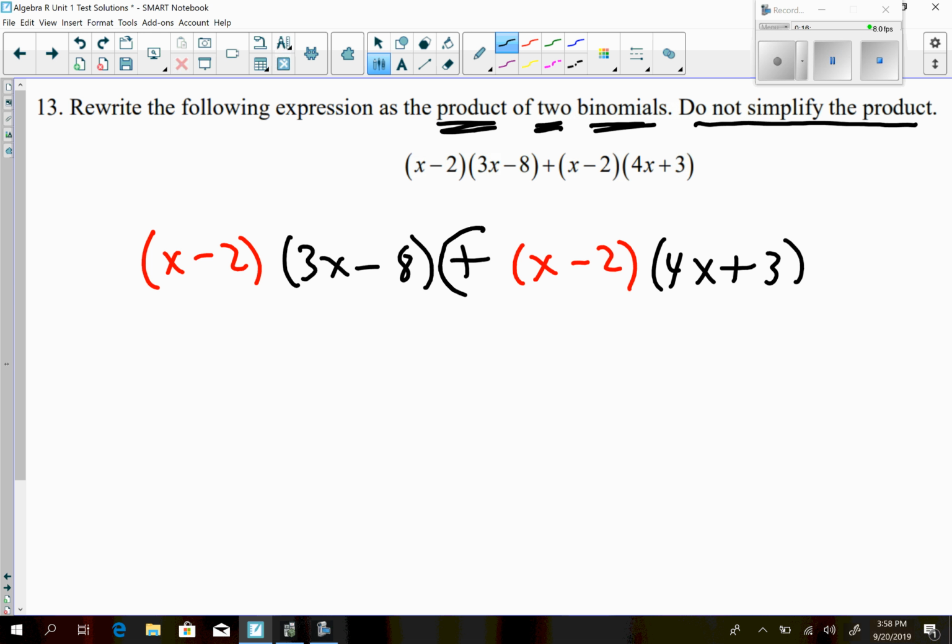So on the left side and right side of this plus sign, I see a common x minus 2. It's both, so write down what's common. Next to that, I write what is left if I remove x minus 2 from both of these. Take it out. What's left here is 3x minus 8, and then you need a plus sign. After the plus sign, take out x minus 2. This is what's left.